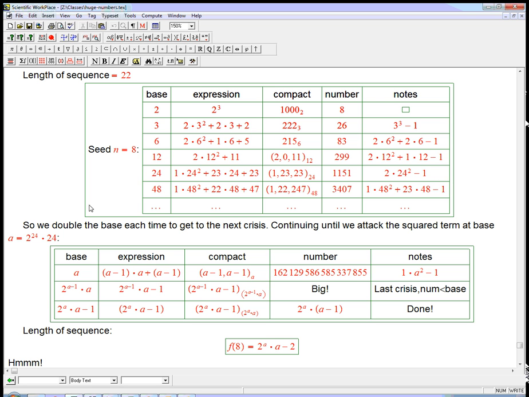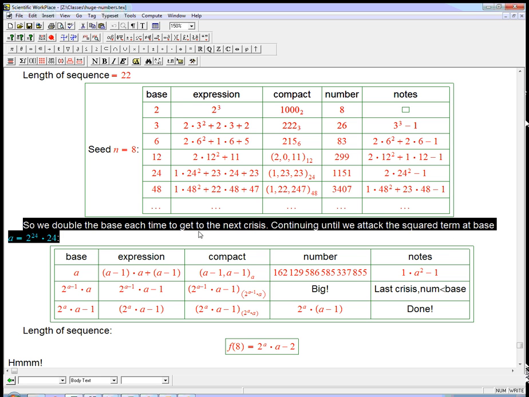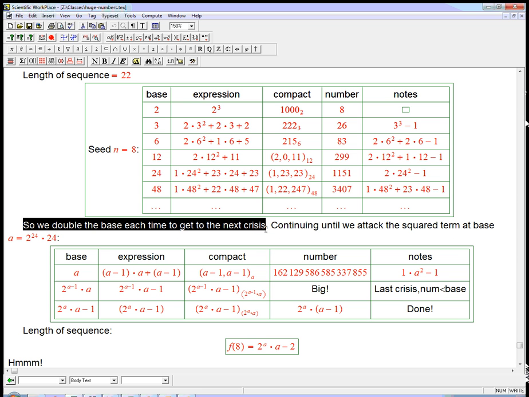So this is really crucial. We double the base each time to get to the next crisis. It's about repeated doubling. And if you think about the fast-growing hierarchy, that might give you a hint of what the pattern's going to be here. So, okay, now I can kind of cut to the chase here.